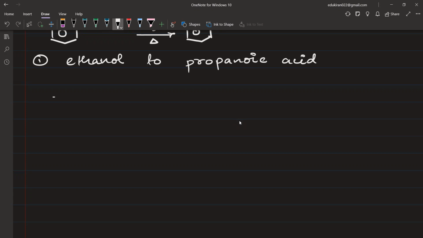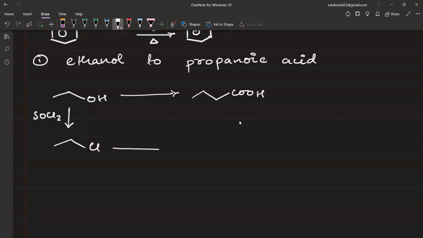Now for this, first of all, I will have ethanol, and I have to convert it to 1, 2, 3, and this is COOH. So first of all, I will convert this to alkyl halide with SOCl2. Now SOCl2 is going to give me chlorine here. Then I will convert this by using KCN. As soon as I add KCN, I have added 1 more carbon. So you'll have 1, 2, third carbon atom and then CN. Now this is the reaction that we have just learned: H3O plus in the presence of heat.